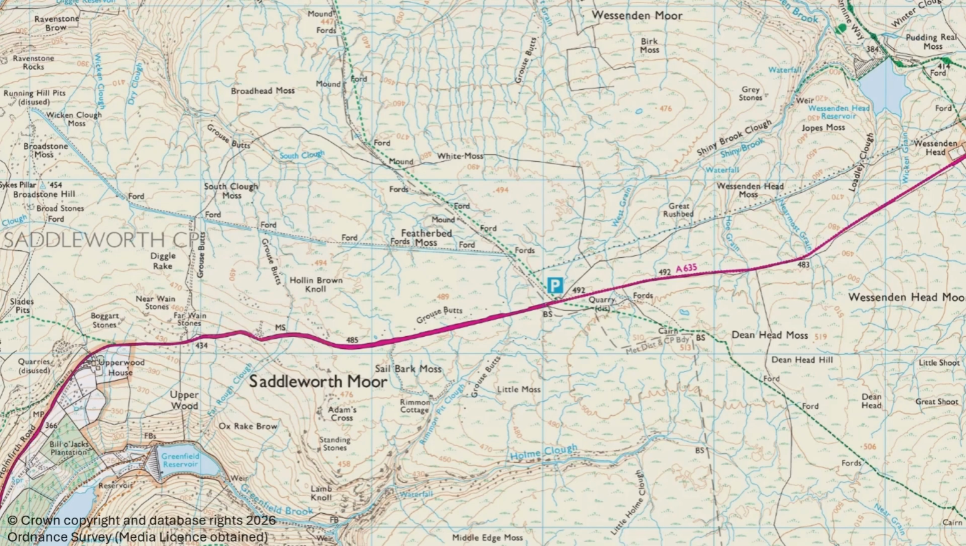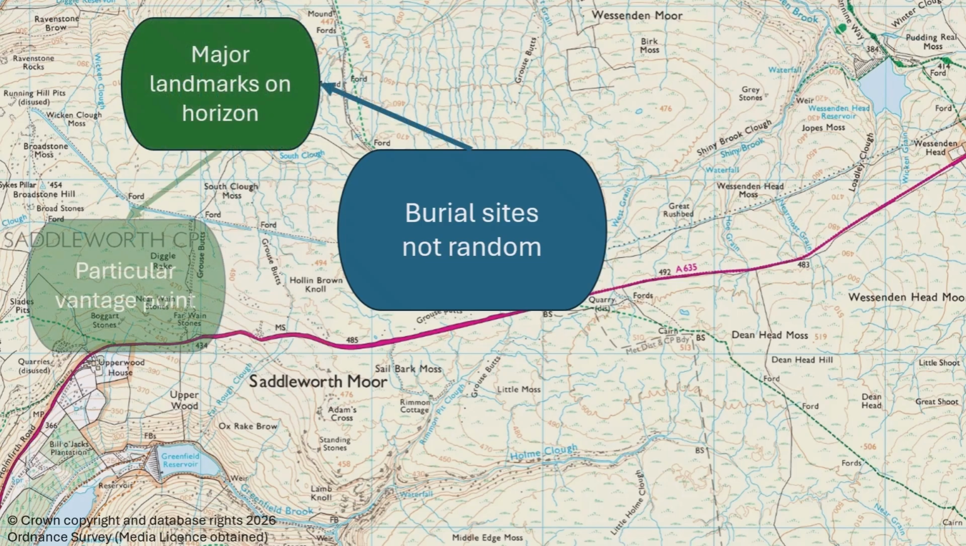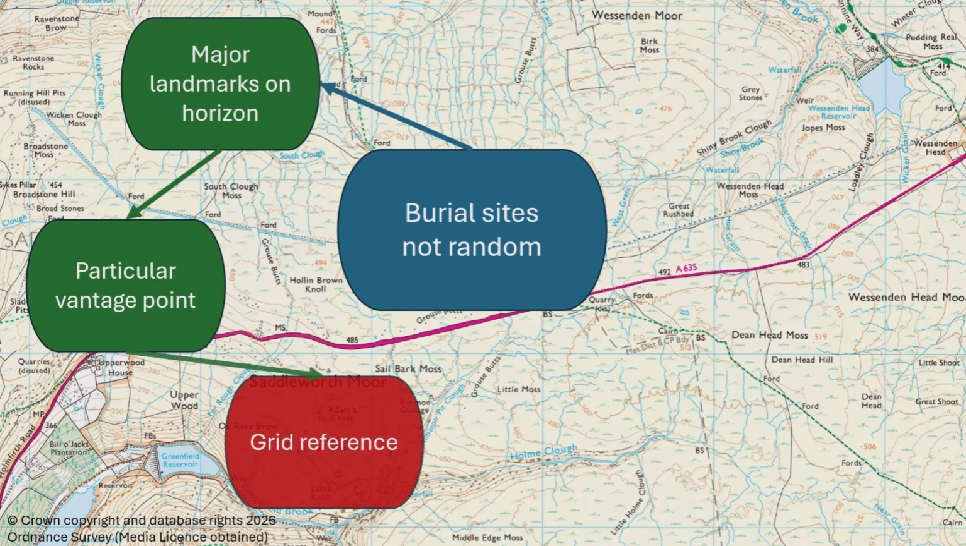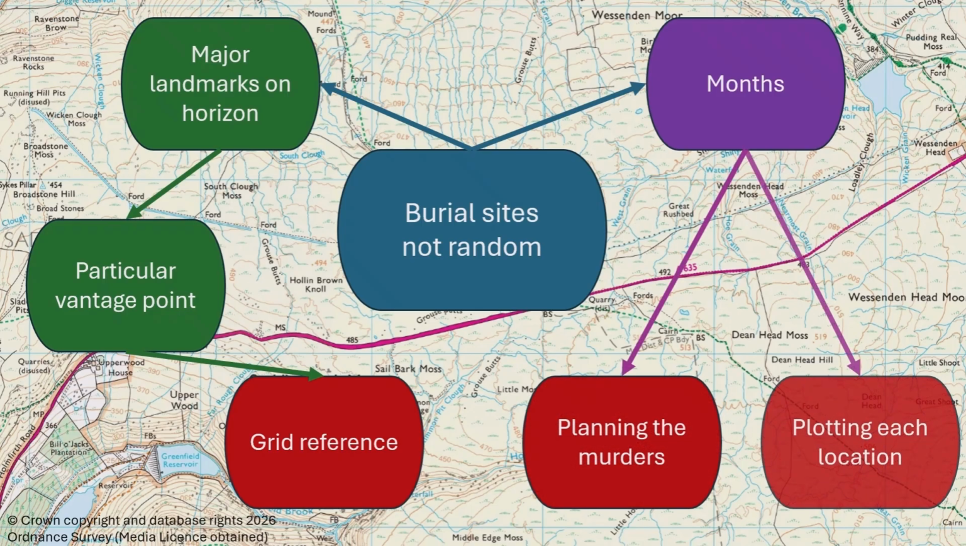We know the burial sites were not random, spur-of-the-moment locations. Hindley told her prison therapist Joe Chapman that Brady planned the burial sites meticulously. She said his attention to detail was such that major landmarks on the horizon, viewed from a particular vantage point on the roads across the moors, provided a perfect grid reference for his trained mind. He had spent months planning the murders and plotting each location. Why would Brady take so long planning the precise location for each burial if there wasn't another factor involved, such as him trying to line them up with each other and gravestones?